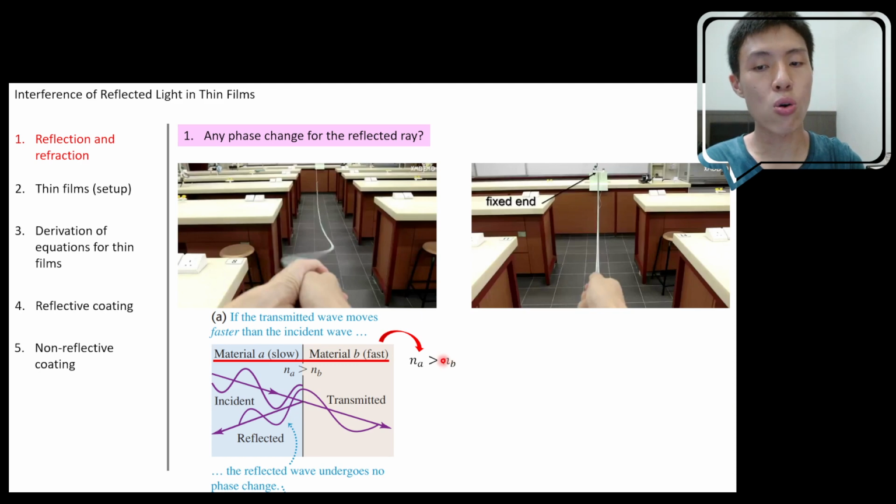So how does this correlate with the speed of the wave traveling in this medium? Well, we know that the index of refraction, by its definition, is the ratio of the speed of light in vacuum to the speed of light in that medium.